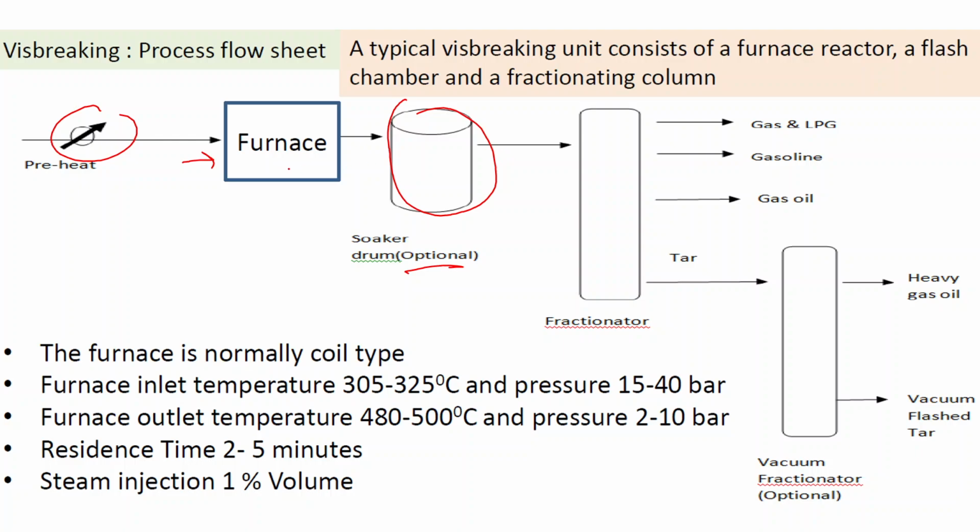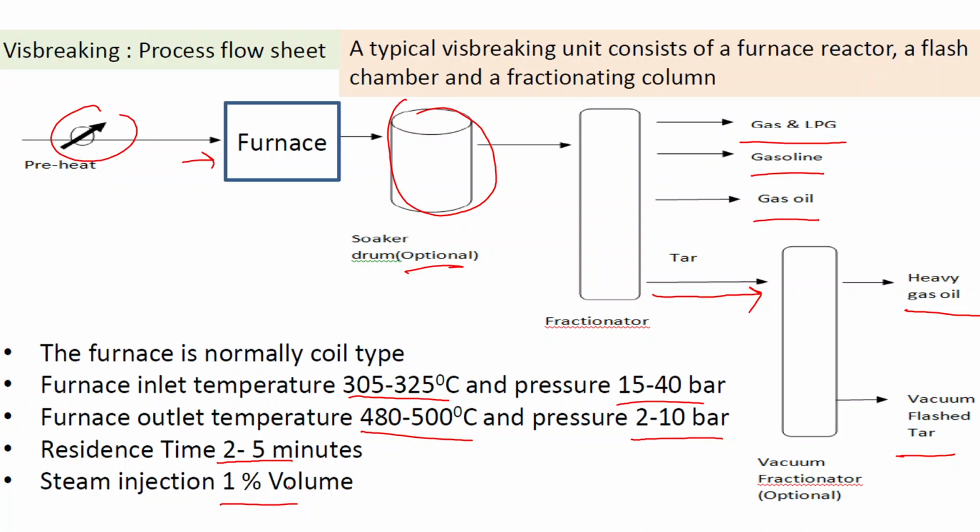And further, after heat treatment in the furnace, it is taken to the fractionator where, due to the difference of the boiling point, it is separated into various cuts such as LPG, gasoline, gas oil, and the heavier product in the form of tar, which is further sent to a vacuum fractionator where, in the presence of vacuum, it is further fractionated into heavy gas oil and vacuum flash. The furnace is normally coil type, and furnace inlet temperature is 305 to 325 degrees C and pressure is 15 to 50 bar, and furnace outlet temperature is 480 to 500 degrees C and pressure is 2 to 10 bar. And residence time here is almost 2 to 5 minutes and steam injection is 1% volume.